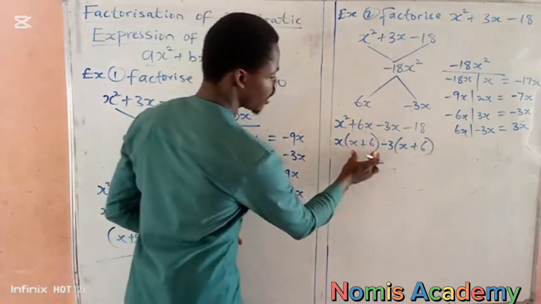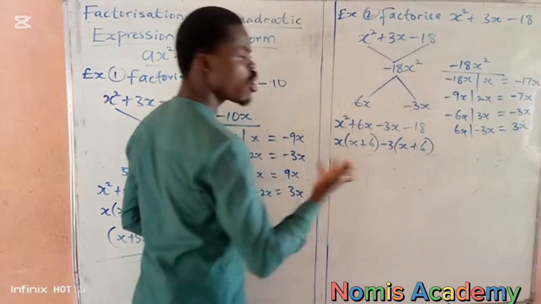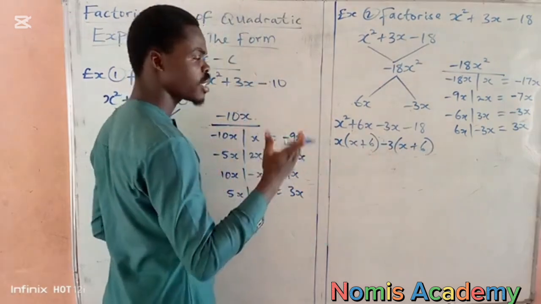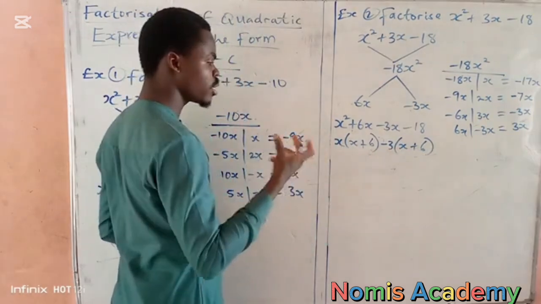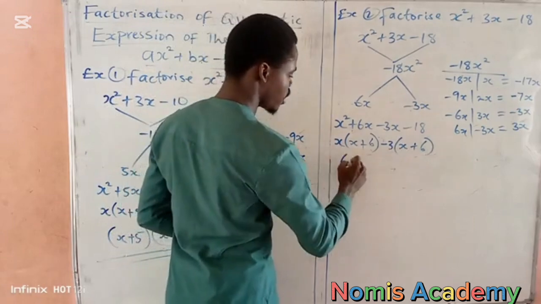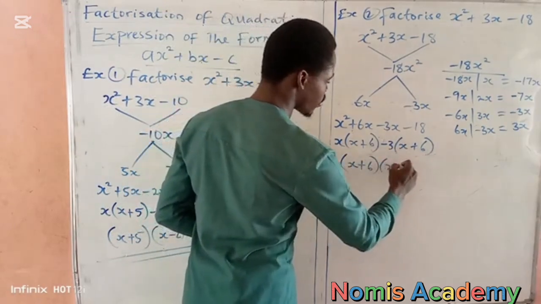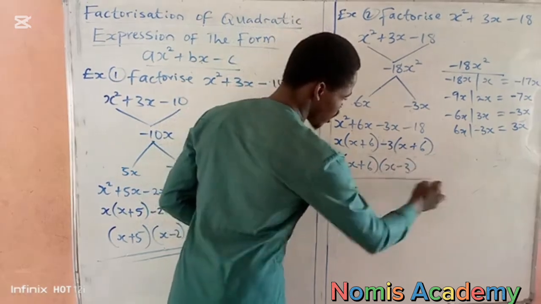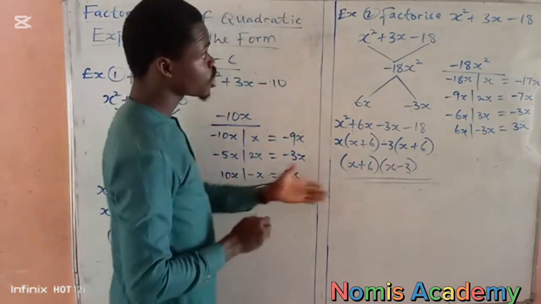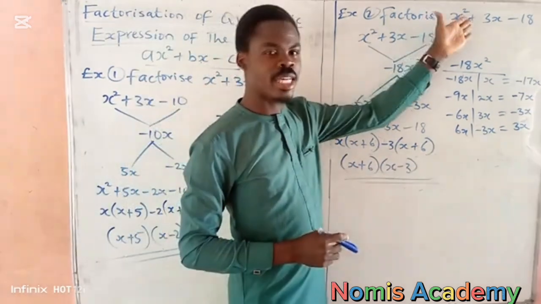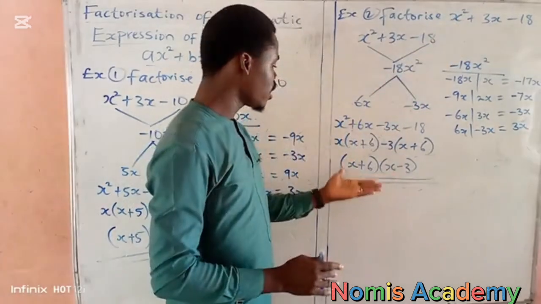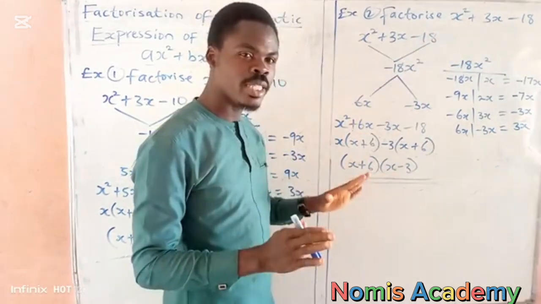Alright, now you see this bracket and this bracket are common. So I'm going to pick one. That's the process of factorizing. You pick the common factor. And that is x plus 6 and x minus 3. So this is the solution to the quadratic expression. Always the product of two linear factors.